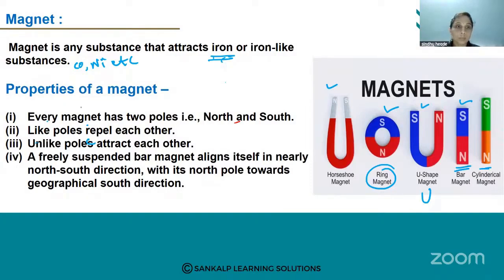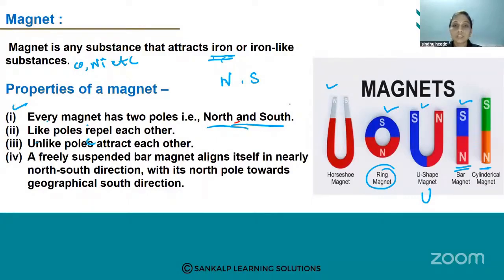See, first property, every magnet has two poles, that is north and south. Every magnet has two poles, right? Observe these pictures. Here I mentioned different types of magnets, right? All the magnets have two poles. What are those? North and south poles. It is mentioned as N and S, right? Every type of magnet has two poles, N and S.